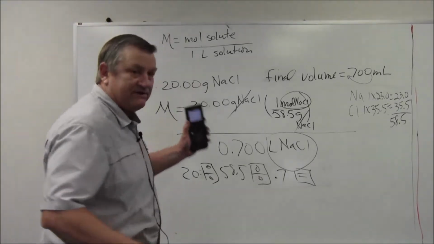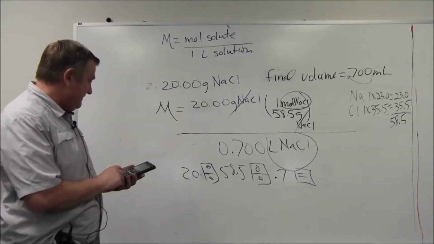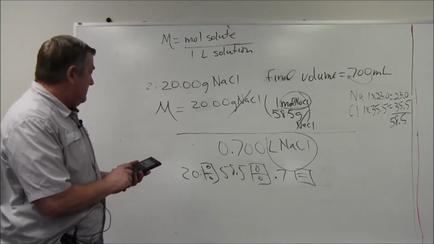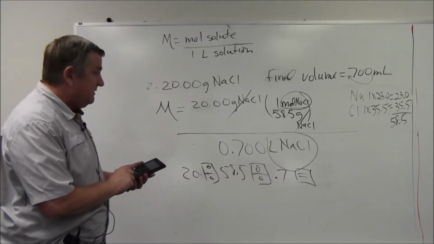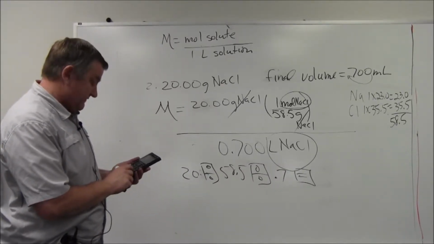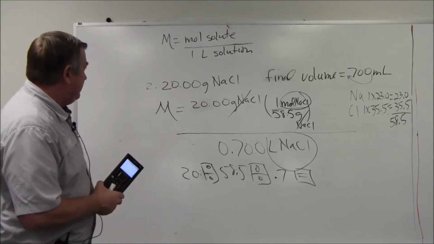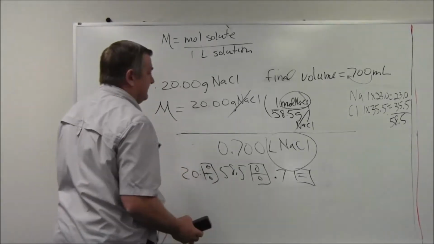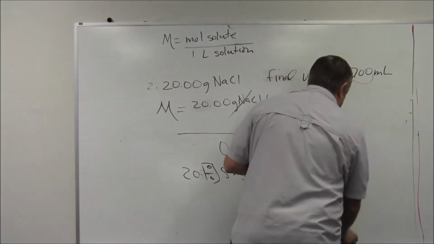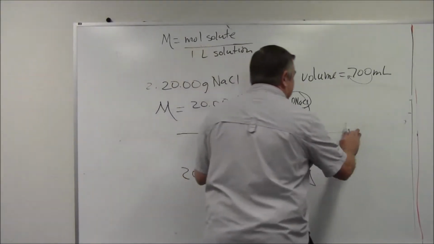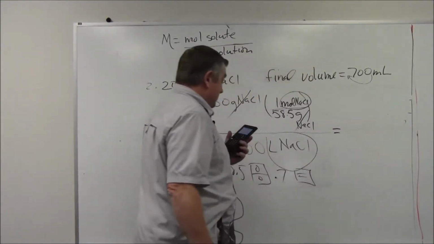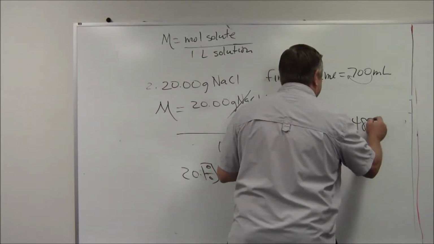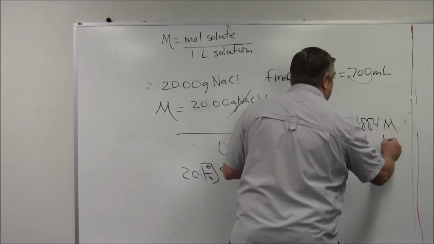Okay, I've got my calculator now, so let's calculate this molarity. So I've got 20 divided by 58.5 divided by 0.7. And we want 4 significant figures here because we have 4 significant figures given. So let me erase my vertical tally, and here's how we write this. We'd write it 0.4884 molar NaCl.